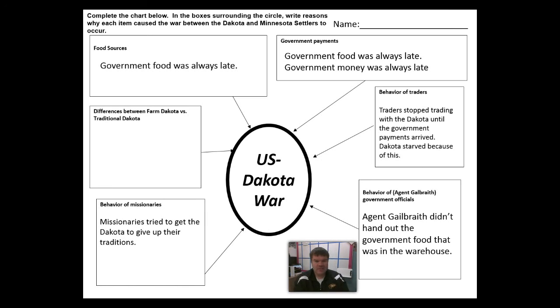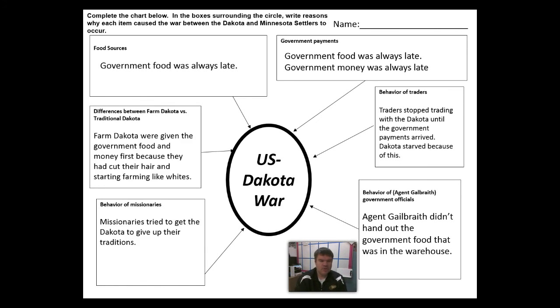Now, while all of this is going on, there are groups of people called missionaries who are there to try and convert the Dakota into Christians. And the missionaries tried to get the Dakota to give up their traditions, to cut their hair short, to farm like whites, go to church like whites, go to school like whites. And that creates some tension because you had the Dakota who wanted their food payments, and there were the Dakota who didn't want to give up their traditions.